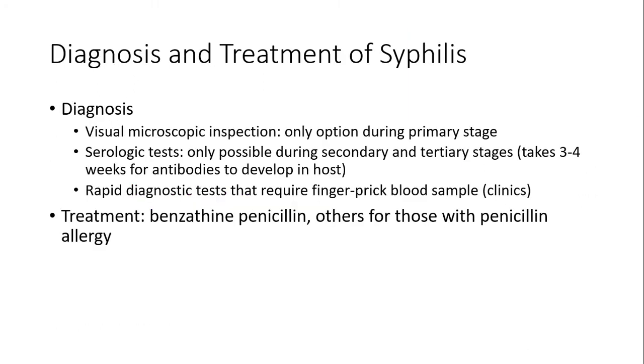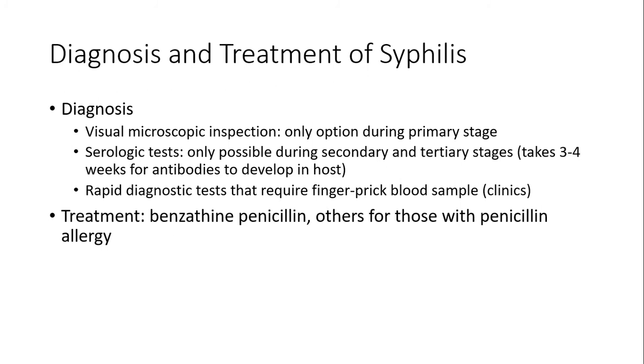case. Okay, so for diagnosis, it's going to require visual microscopic inspection, and unfortunately, this was really the only thing that will work during the primary stage. So if you're able to get some of that exudate from the penile lesions, you can do it that way. Serological tests can help too, but this is only really going to be possible during secondary and tertiary stages because it takes about 3 to 4 weeks for you to develop antibodies in a full immune response. So we can't test before that happens.